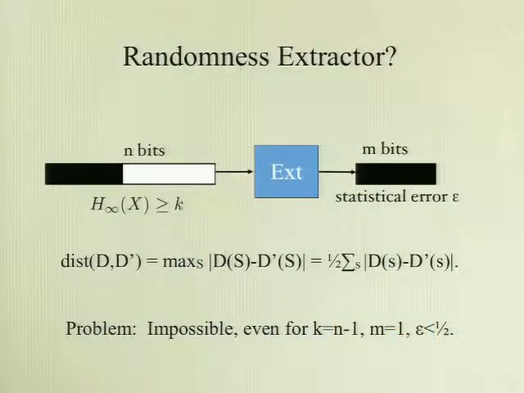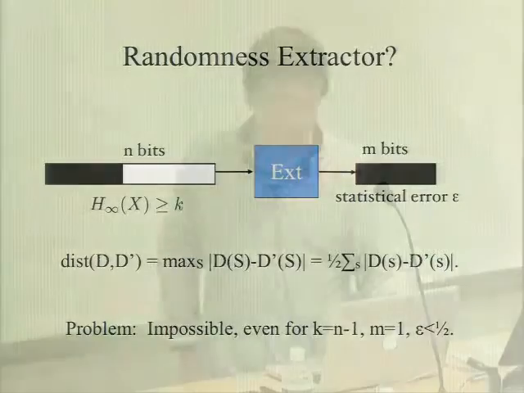But the problem is that if we want the extractor to be a deterministic algorithm, then this task is actually impossible. Even if the weak random source has entropy something like n-1, and even if you just want to output 1 bit, that is impossible if we want the extractor to be a deterministic algorithm.